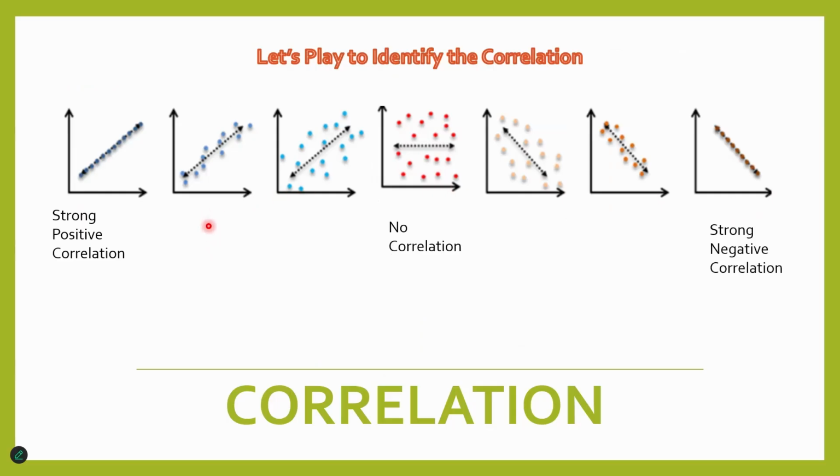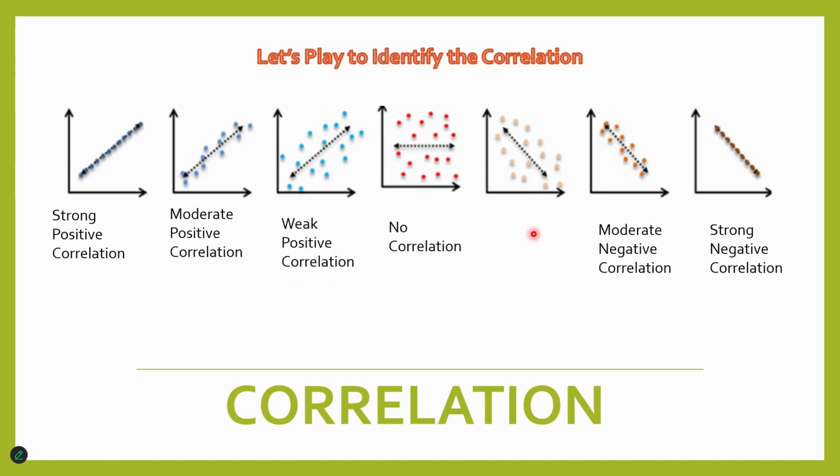Moderate positive. Yes, everyone got the concept. Positive. How about this one now? Same, moderate, but negative. Negative, moderate. Okay, this one. Positive, weak. Correct. Positive, weak correlation. This one: negative, weak correlation. Yeah, the first time we are listening to all these terms, it will be a little bit confusing, but you will get that, okay?